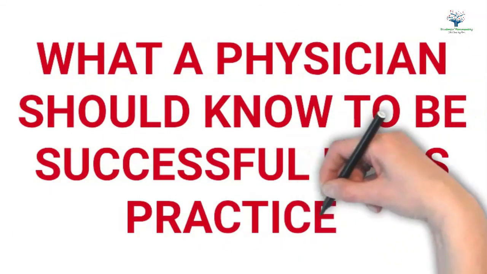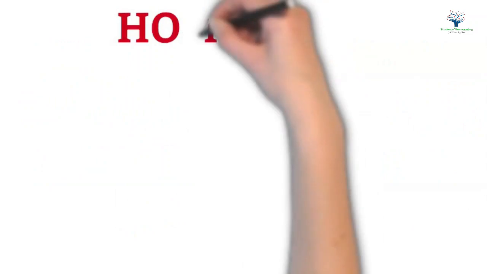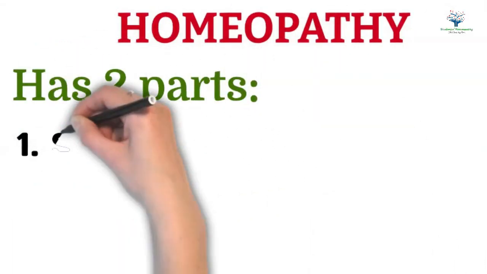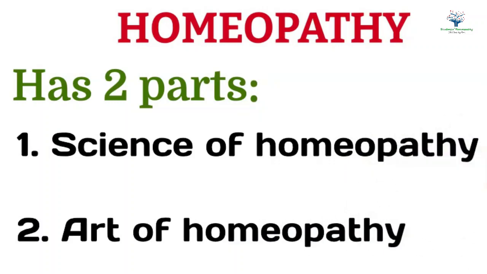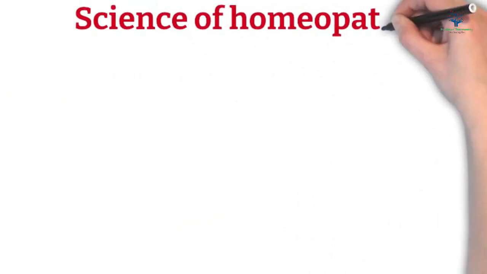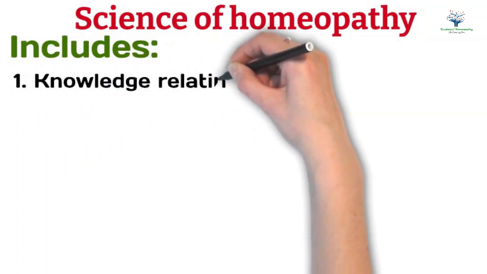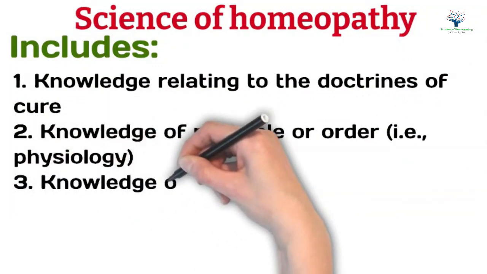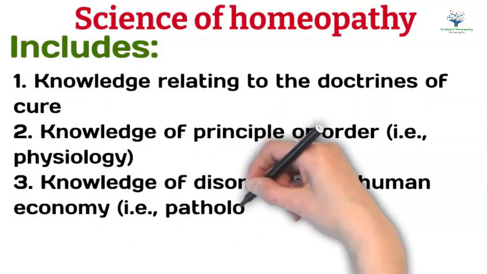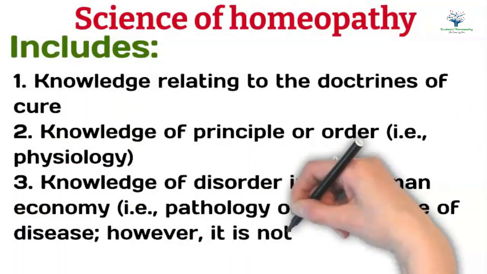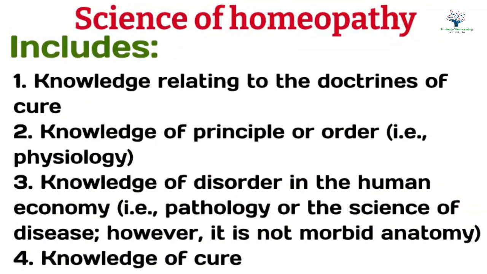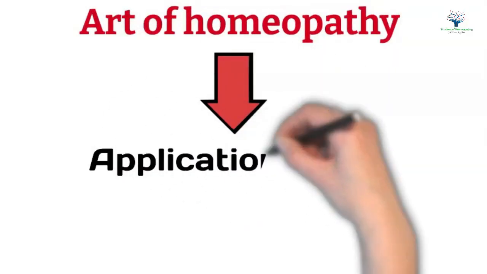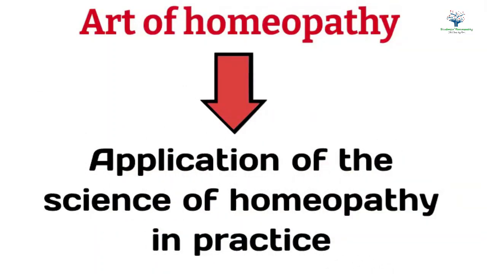So now, what should a physician know to be successful in his practice? Homeopathy has two parts: the science of homeopathy and the art of homeopathy. The science of homeopathy includes knowledge relating to the doctrines of cure, knowledge of principle or order, that is physiology, knowledge of disorder in the human economy, that is pathology or the science of disease, however it is not morbid anatomy, and then the knowledge of cure. The art of homeopathy is the application of the science of homeopathy in practice.